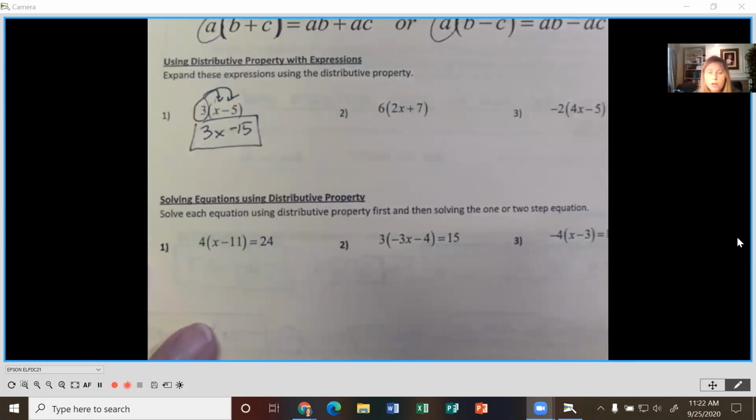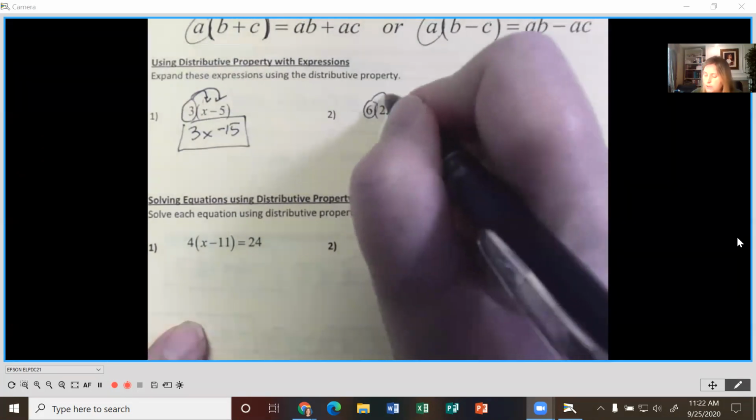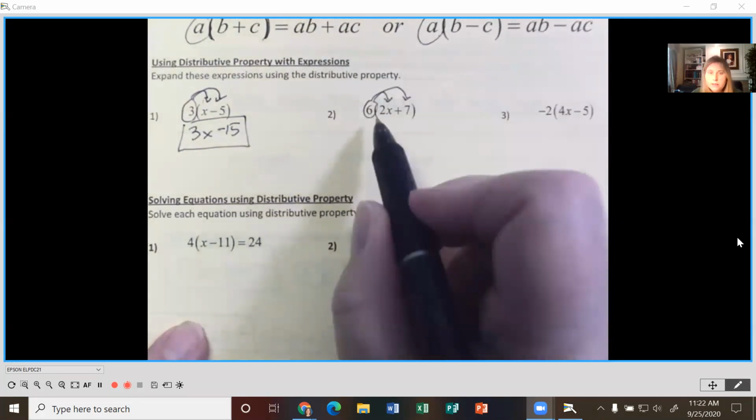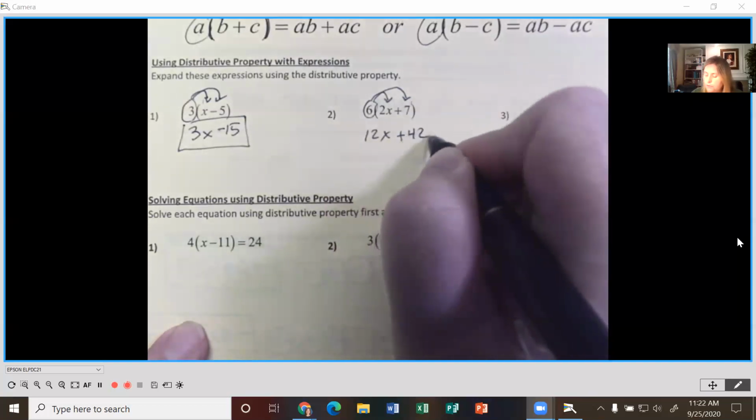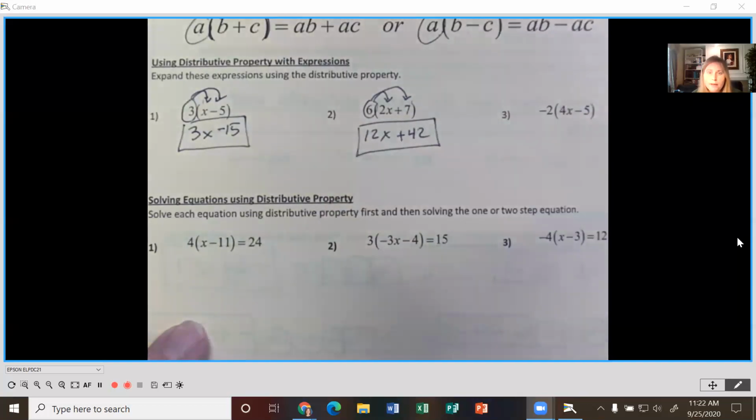Number 2, we have a 6 outside of the parentheses. Okay, 6 times 2x is 12x. 6 times 7 is 42. So we just have 12x plus 42.